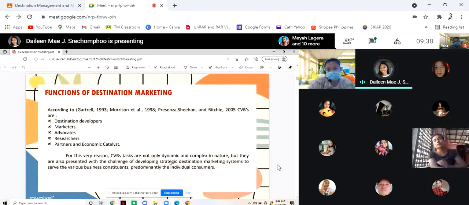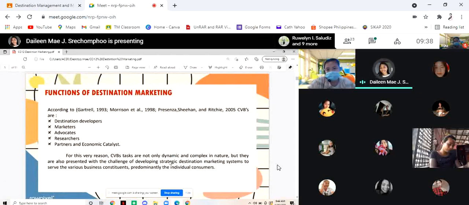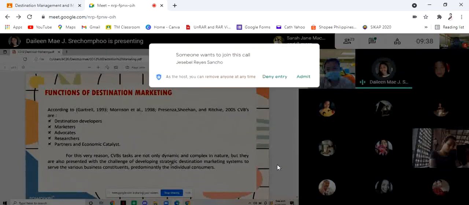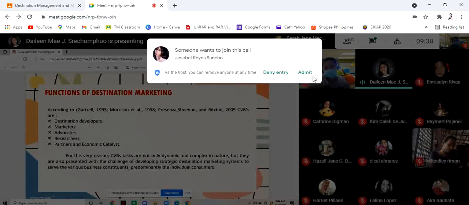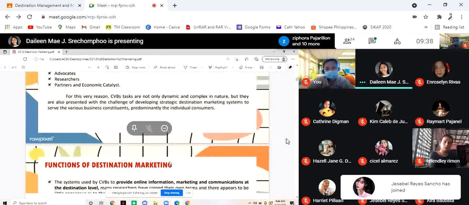So, yun. Sabi dito, hindi lang daw dynamic at complex yung CVB pagdating sa kanilang nature. Sila din daw ay nagde-develop ng maraming strategic destination marketing systems na mag-serve sa various business constituent nila, yung makakatulong sa mga kanilang negotiation, lalong-lalo na sa kanilang individual targeted consumers.